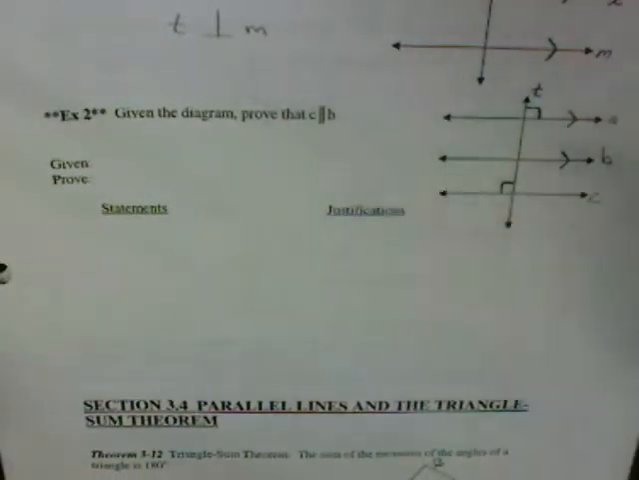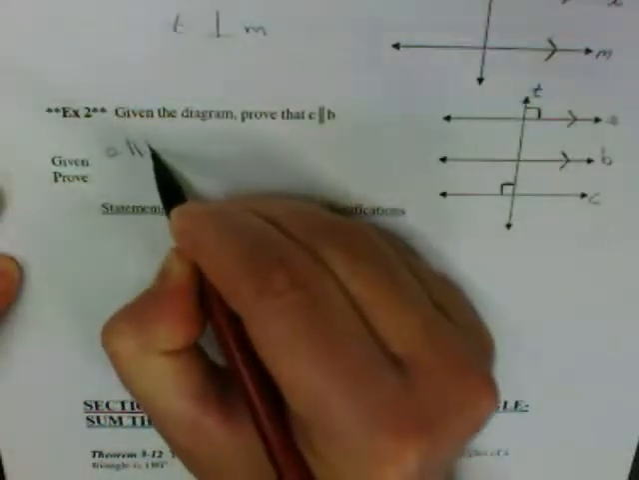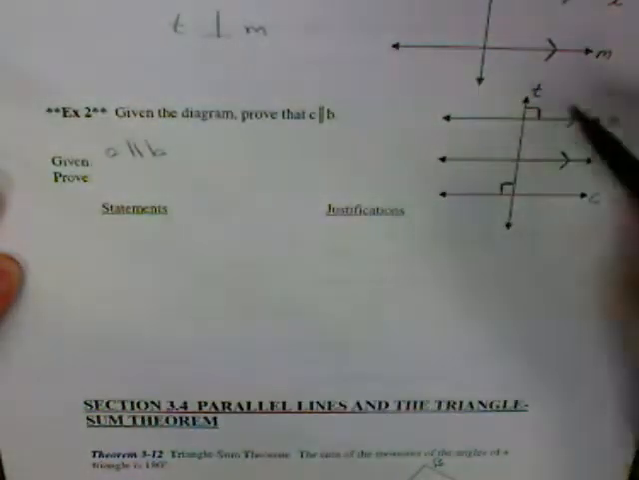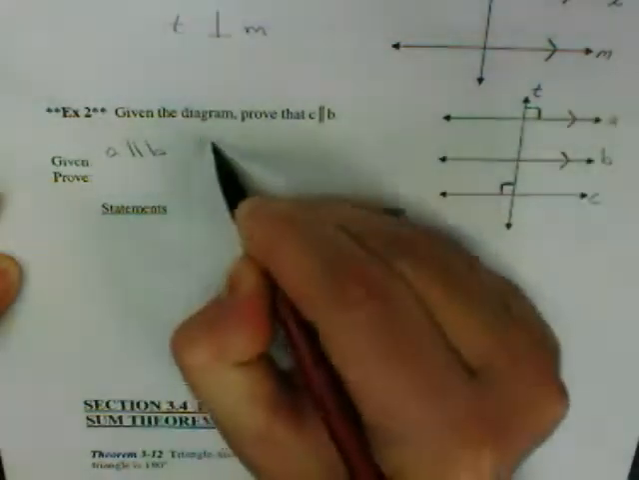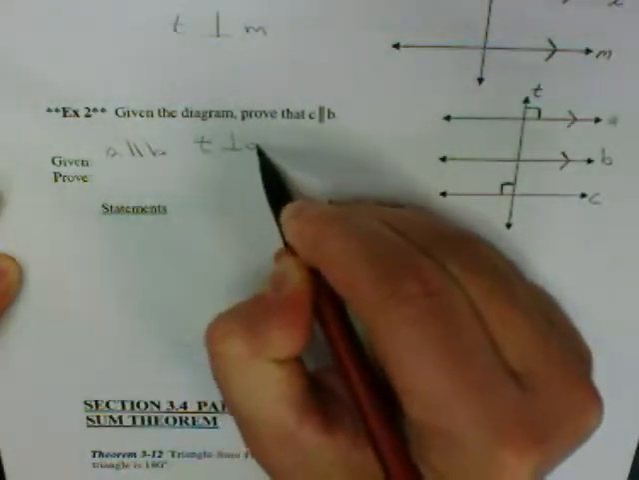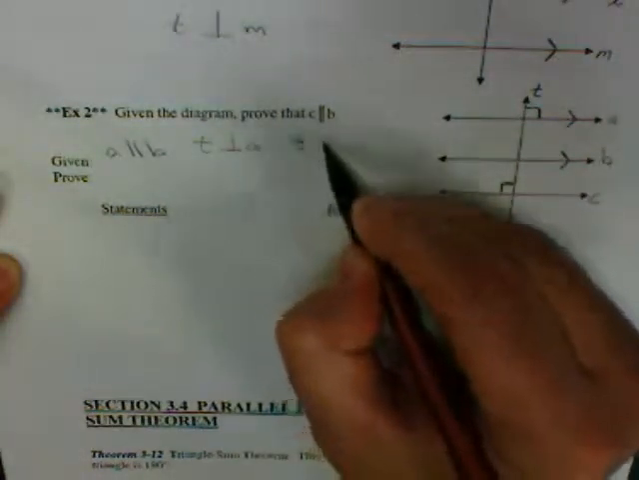Example 2 here gives you this particular diagram and wants you to prove that C is parallel to B. We'll need to fill in our given, and given we have to pull from the diagram. So over here you can tell that A is parallel to B, so we'll put that. A is parallel to B. You can tell that line T is perpendicular to line A because of the box there, so we'll say T is perpendicular to A, and also T must be perpendicular to C.